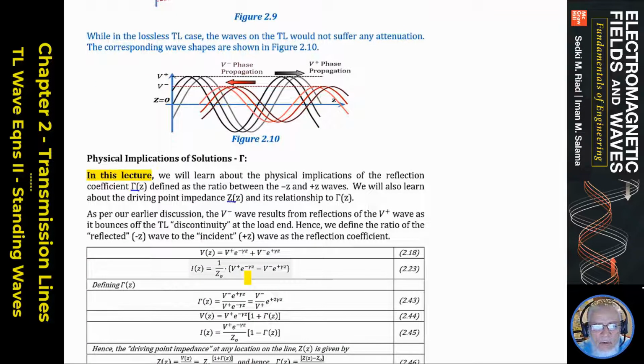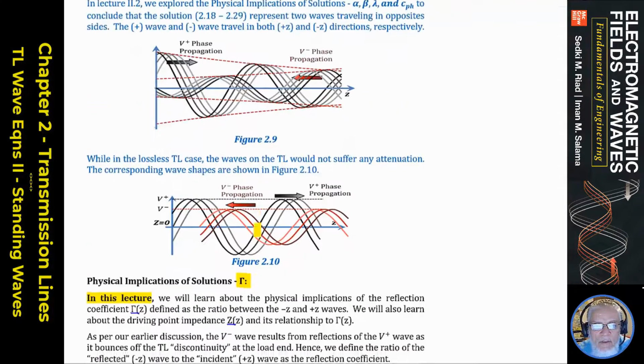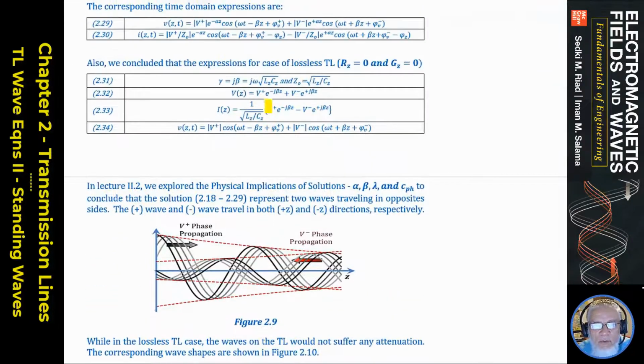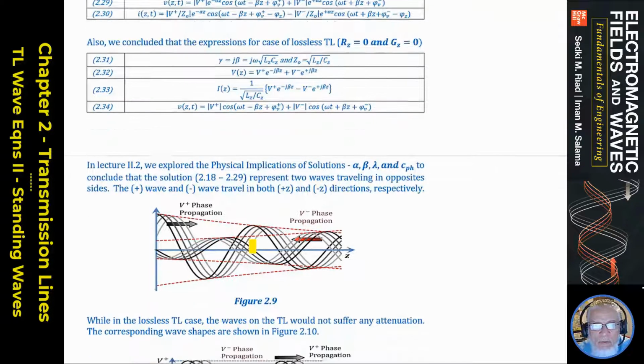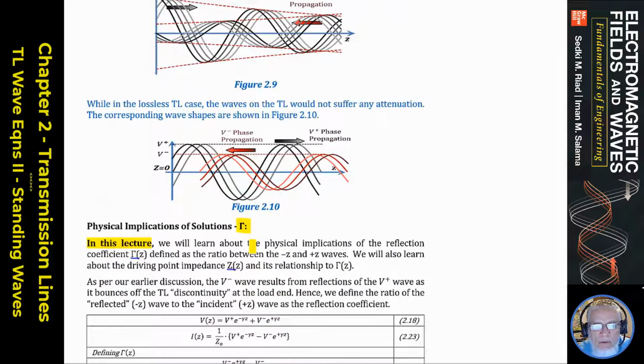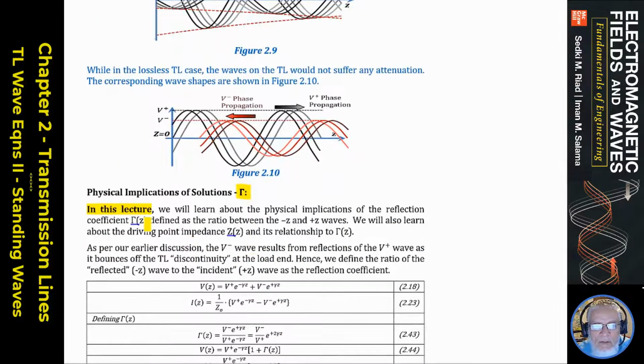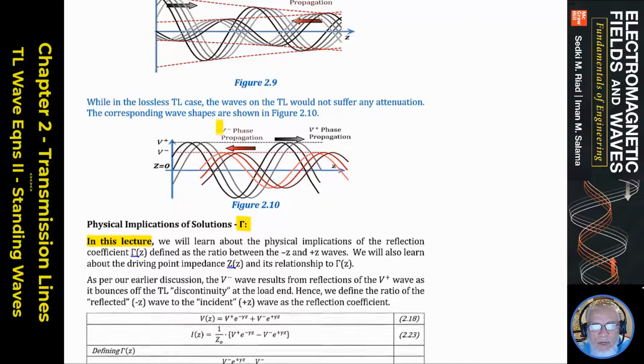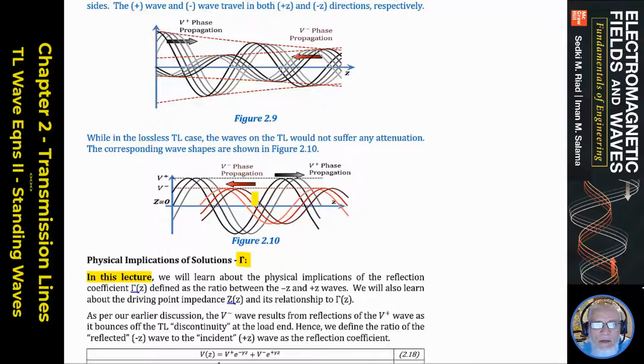In this lecture, we're going to talk about something we call the reflection coefficient, which we're going to name gamma. This Greek uppercase symbol gamma, as opposed to the lowercase gamma, which was alpha plus j beta. All right, so uppercase gamma here is the reflection coefficient. We'll talk about gamma of z as the ratio between the negative traveling wave and the positive traveling wave. How much of the wave here travels back?